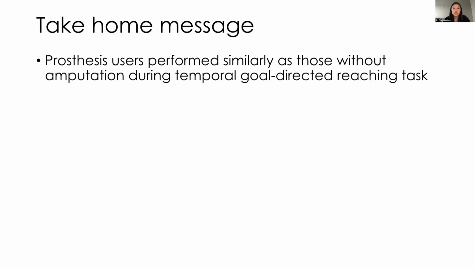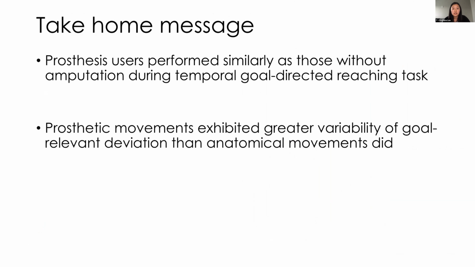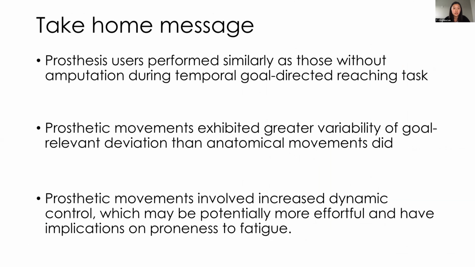In conclusion, our study demonstrated that prosthesis users are able to perform similarly to those without an amputation during a temporal goal-directed reaching task, but they did so with greater variability of goal-relevant deviation compared to individuals who are using an anatomical limb. We also saw prosthetic movements with an increased level of dynamic control, which may potentially be more effortful and have further implications on fatigue.